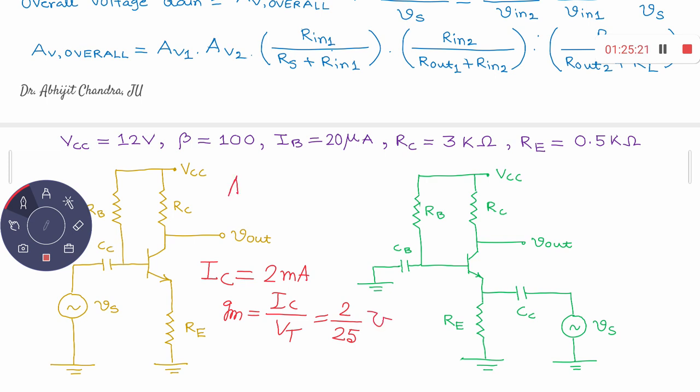So the gain for the common base stage is 2 by 25 multiplied with RC. Two forty. What is total gain then? Combined gain?